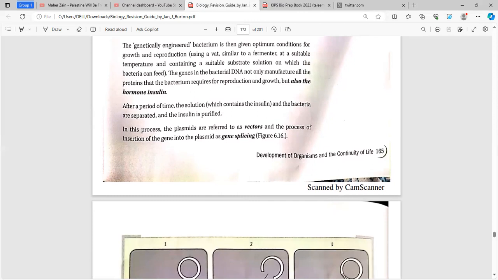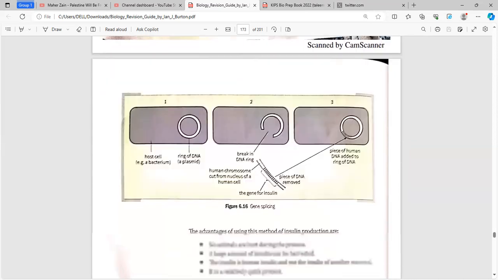Now, the plasmids in this case are referred to as vectors. Now, what are vectors? Vectors are anything which help to spread the thing. For example, the vector for dengue is Aedes mosquito. Now, the process of inserting the gene into the plasmid is referred to as splicing.